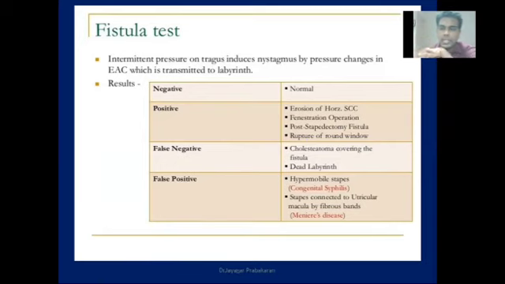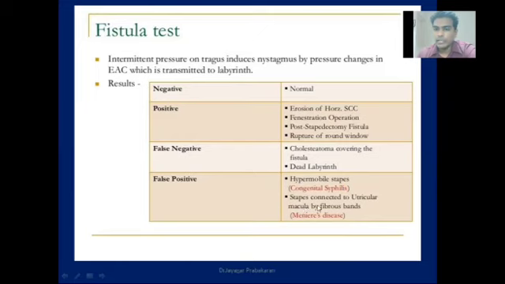So there is no nystagmus or vertigo. Sorry. When do you have a false positive fistula test? When you just give intermittent pressure, it is hyperactive. The normal stapes that is moving this much is going to move this much. It happens in congenital syphilis, where you will have a hypermobile footplate of the stapes.